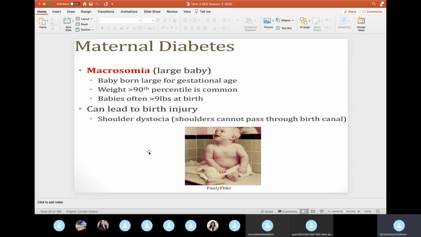Let's talk about the physiology of maternal diabetes. So the mother has uncontrolled diabetes, increase in glucose. Question, can the glucose cross the placental barrier? Yes, right? So it can cross the placenta to the fetus. What happens now to the pancreas of the fetus? Think about it.